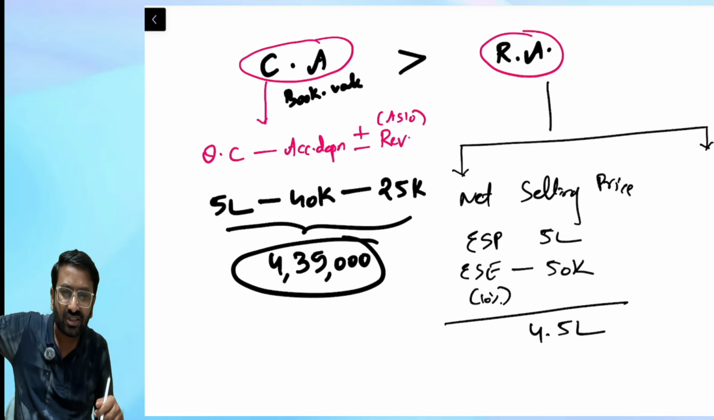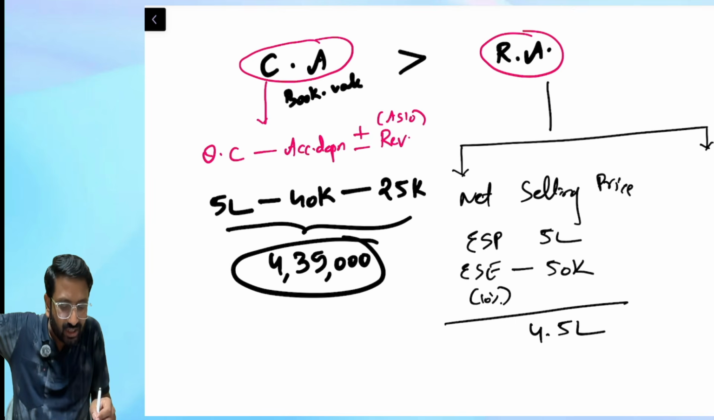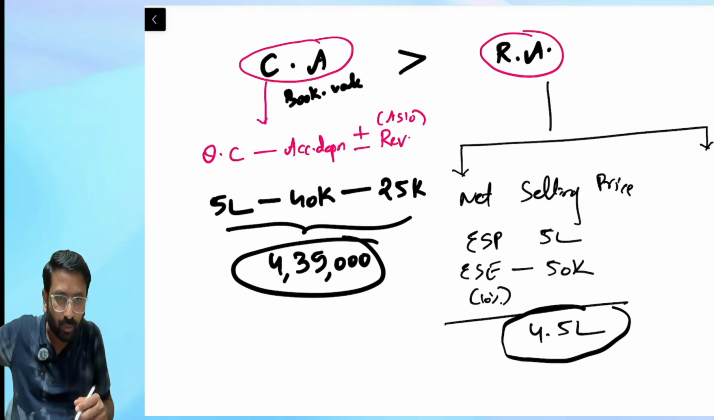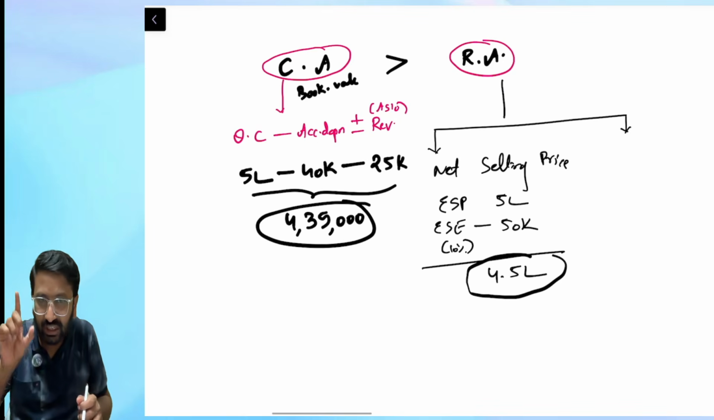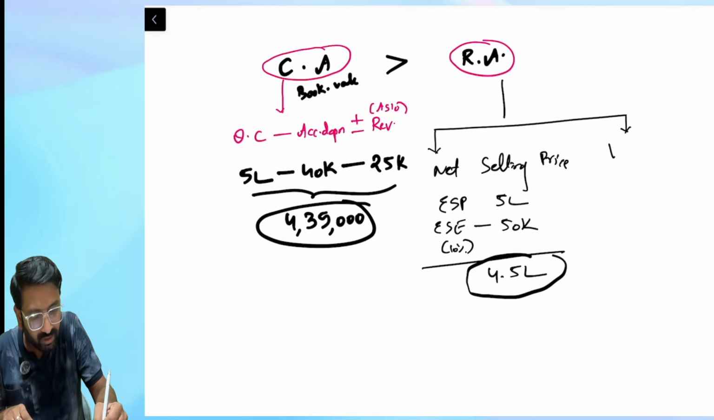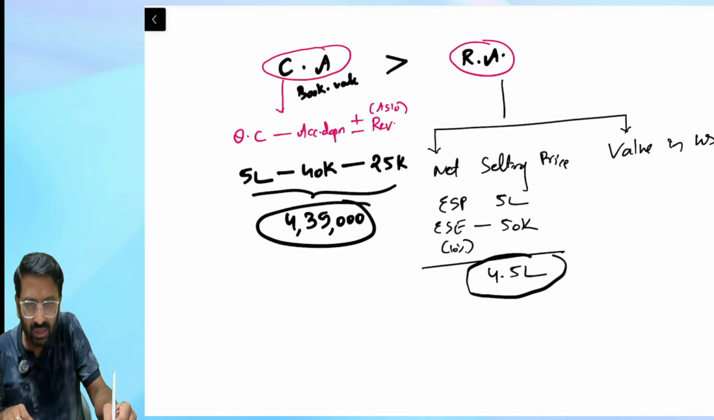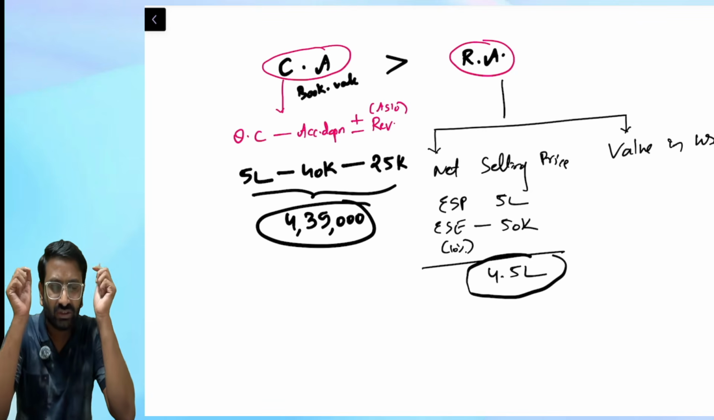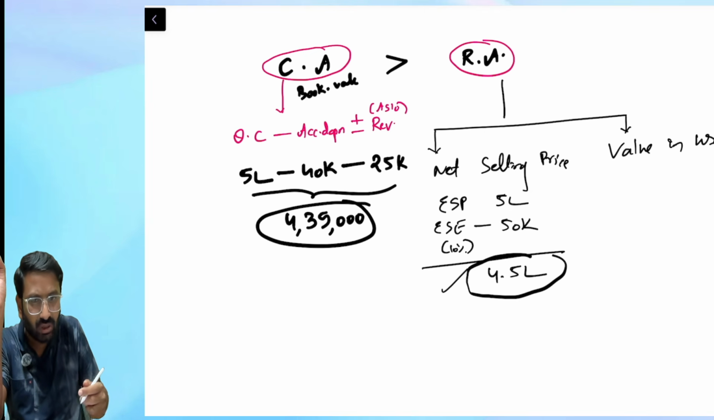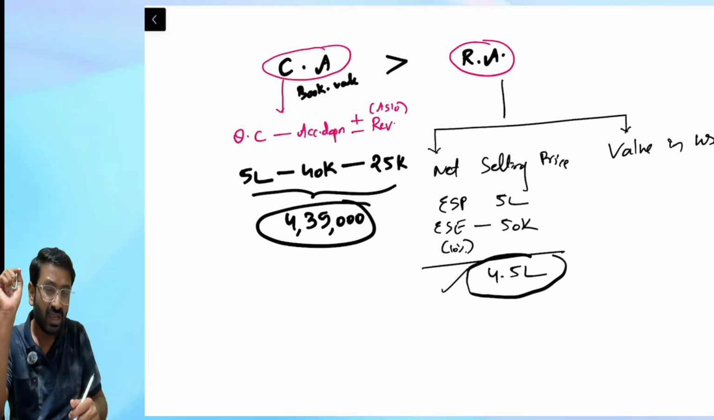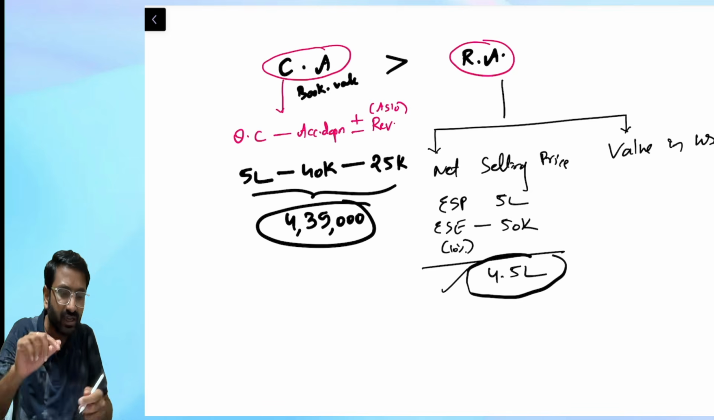So if I sell the asset in the market, the net amount that is going to come into my pocket is 4.5 lakh. This net selling price I should compare with value in use. What is the meaning of that? If I sell the asset, I'll get 4.5 lakh. That is the net selling price. If I use the asset, how much will I get? That is value in use.